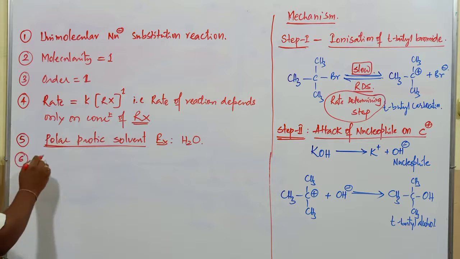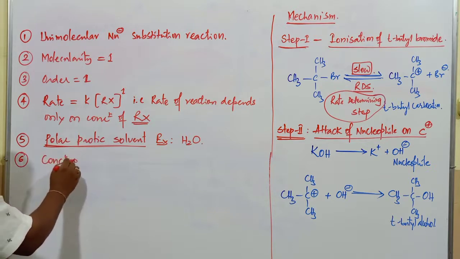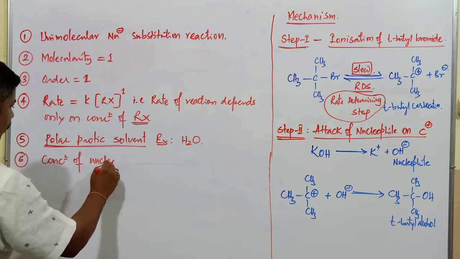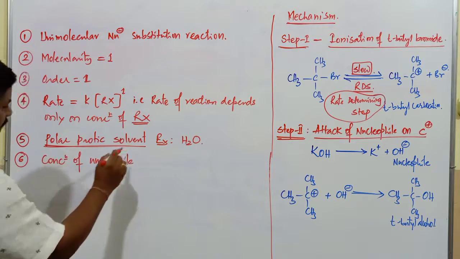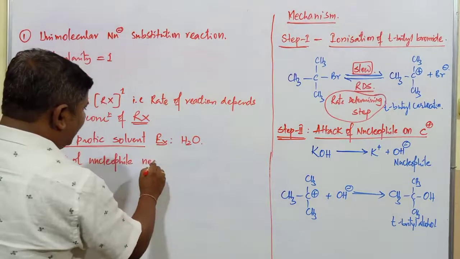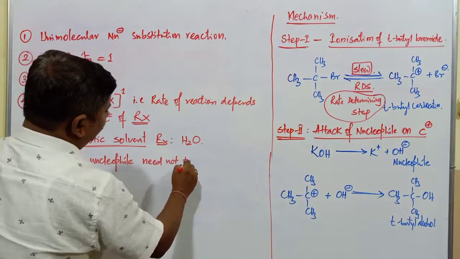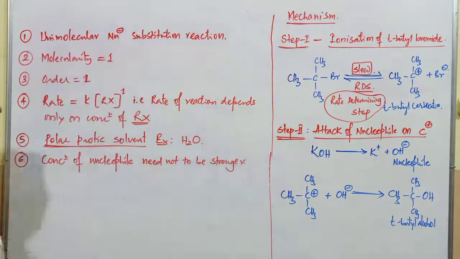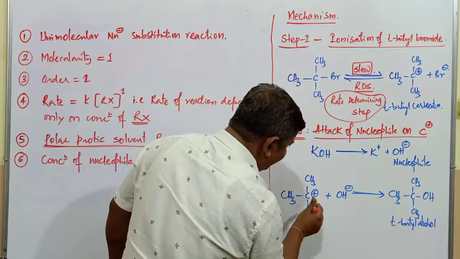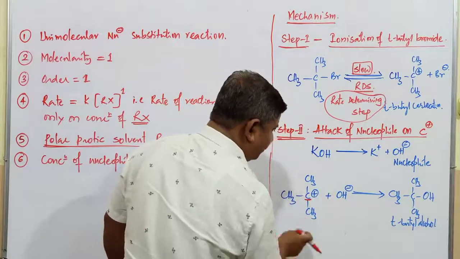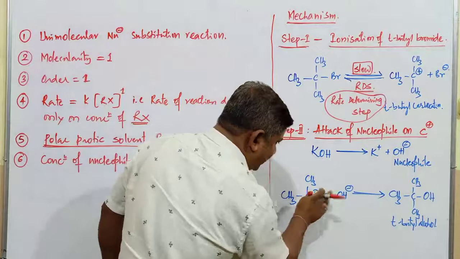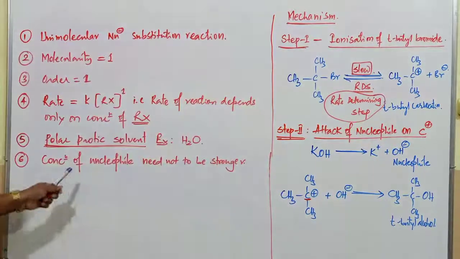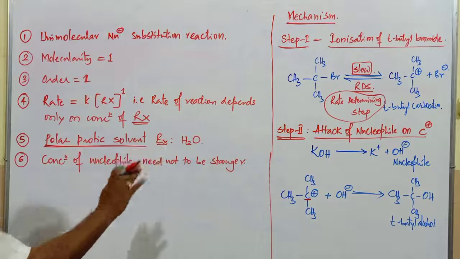And here, the nucleophile need not be stronger. If the nucleophile is weak, the reaction still takes place. Why? Very simple. Any type of nucleophile can attack the positively charged carbon atom, whether the nucleophile is weak or strong. Because of that reason, the nucleophile need not be stronger.